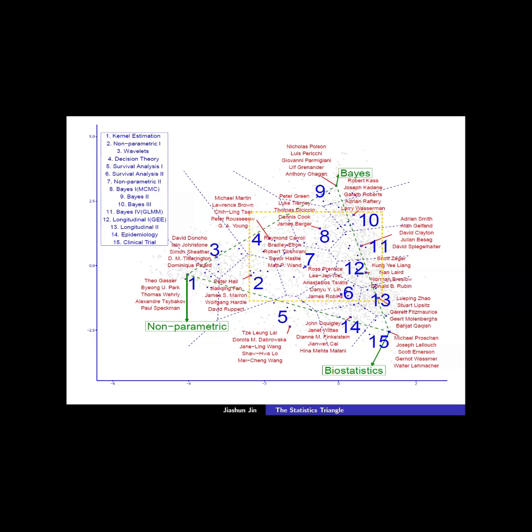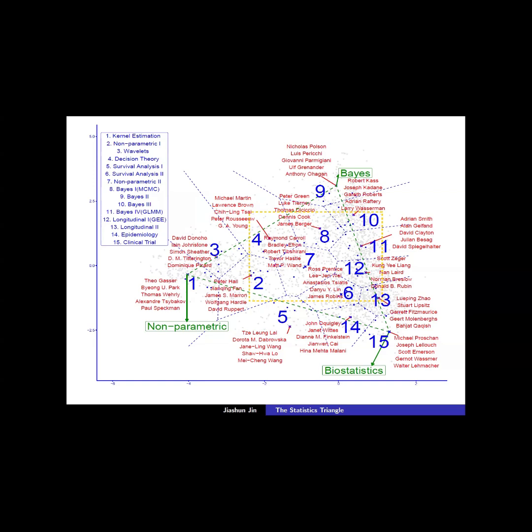Moving this way, you have decision theory, like Lawrence Brown and others. Moving further, you have the Bayesians. This is the Bayesian group, and these are my colleagues like Robert Kass, Joseph Kadane, and Larry Wasserman. This Adrian is at the University of Washington. We have several Bayesian areas, but moving this way, they become more computational oriented. These five are not statisticians, they're physicists.